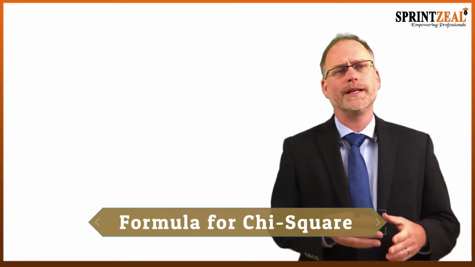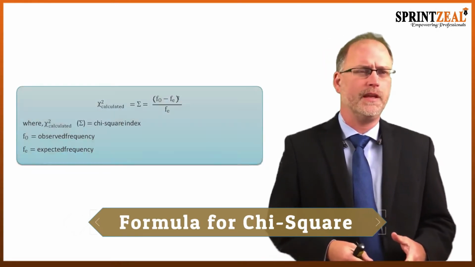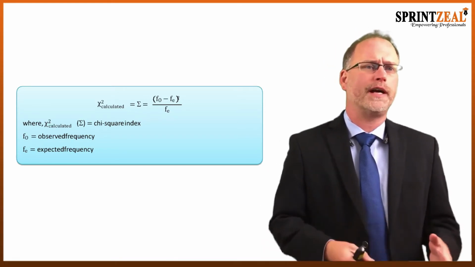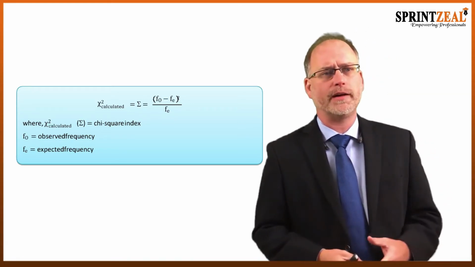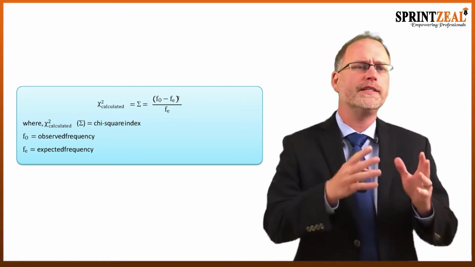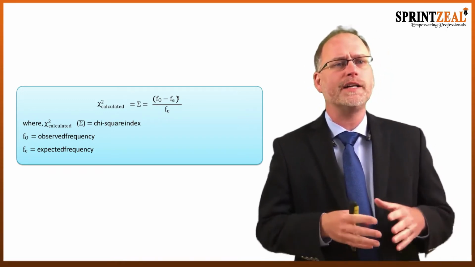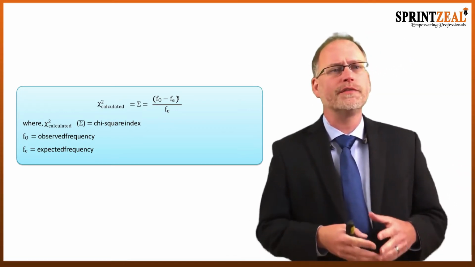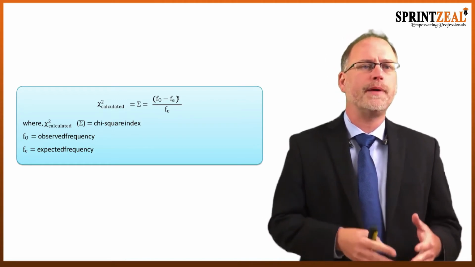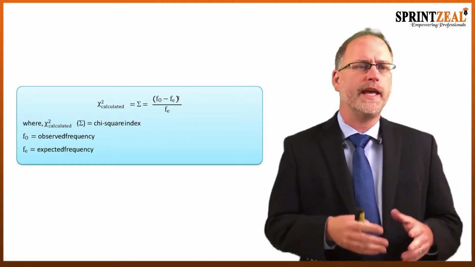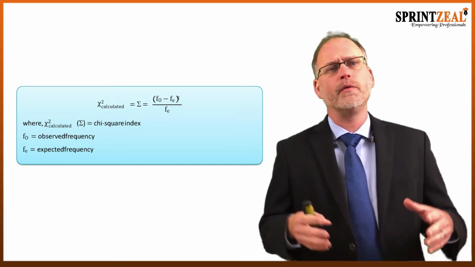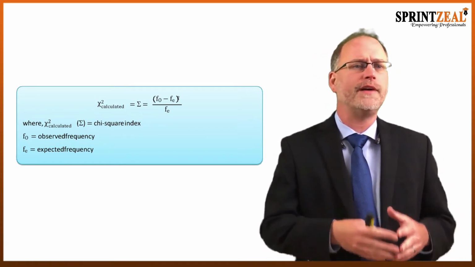So the formula for a chi-square distribution looks like this. There's a few things that we have to understand. The first one is we're always calculating for chi-square, which is the same as an x-square calculation. We have the sigma, which stands for summation. Now that is going to be equal to our observed frequency minus our expected frequency. So the FO is our observed and the FE is our expected. Then we're going to take that result, square it, and divide it by the expected frequency.